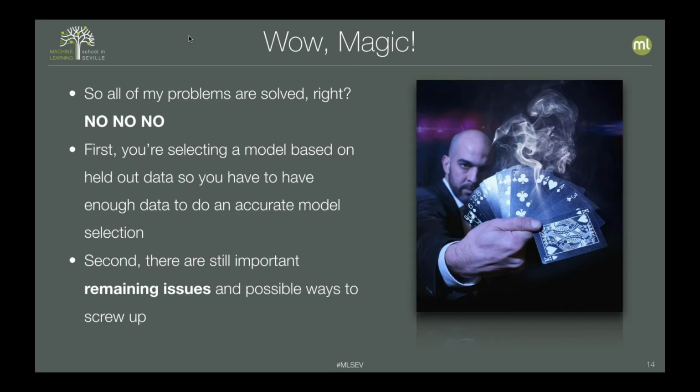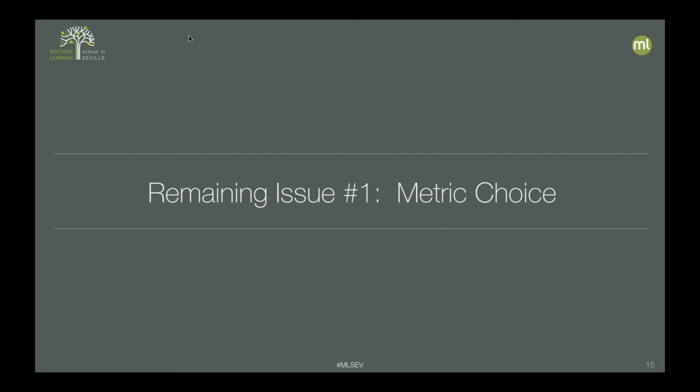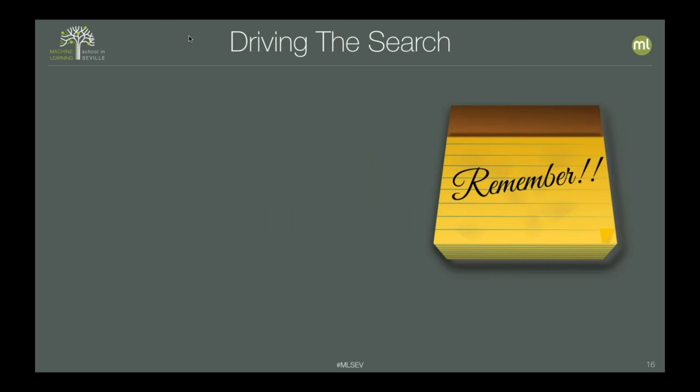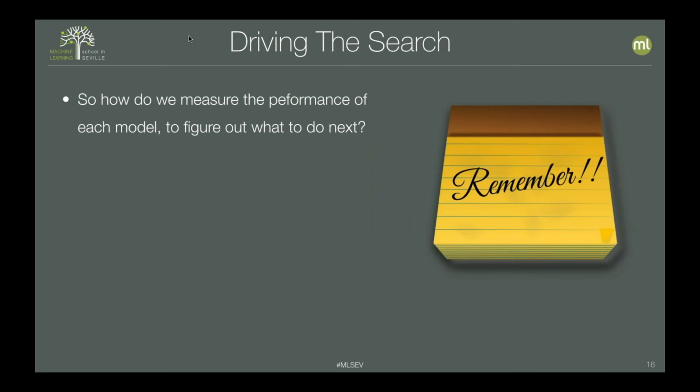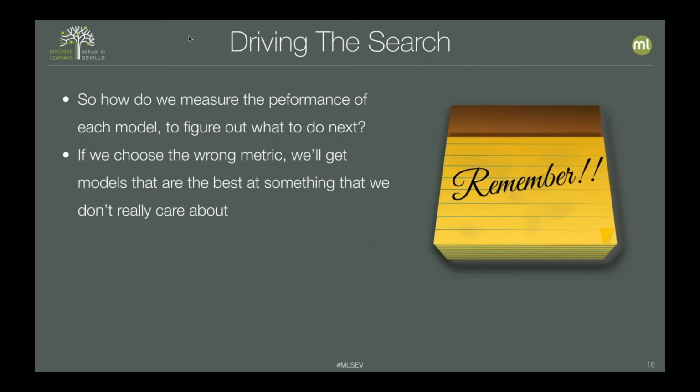And second, there's still issues here, and those are what I'm going to try to clear up for the rest of this talk. So the first issue is metric choice. Remember from before, we need to pay really close attention to how we measure the quality of a model. If we use accuracy and the data is really unbalanced, that's a big problem, right?